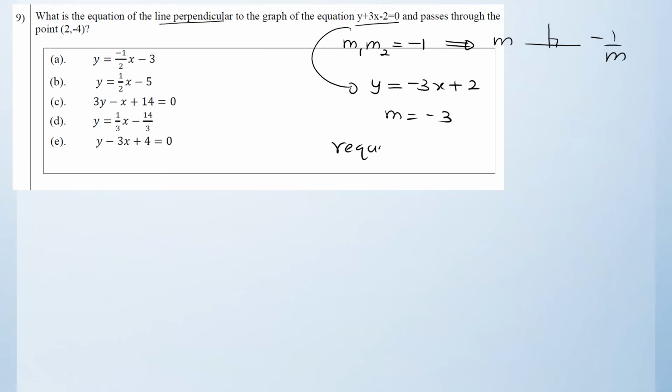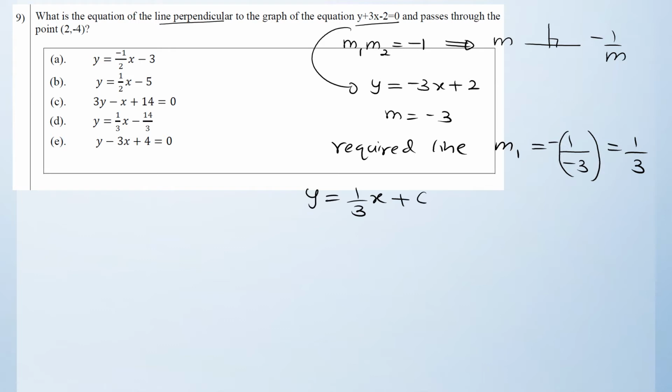So the required line will have the gradient m1, where m1 equals the reciprocal of that, minus 1 over 3, and we have to change the sign by multiplying with the negative sign. So we have 1 over 3. Then the required straight line will be in the form of y equals 1 over 3 x plus c1. So we can find c1 by substituting this coordinate, because this point is on the straight line. So y equals minus 4, then we have 1 over 3, x is 2 and c1 is the unknown. So we can find c1.